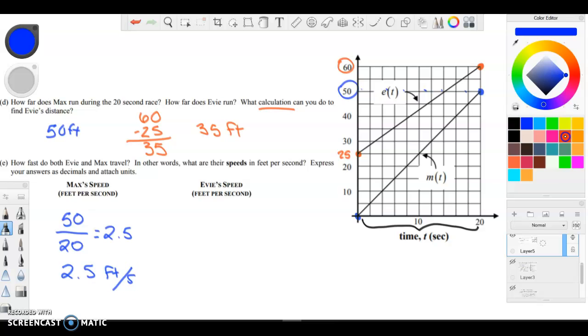Evie's speed, on the other hand, we're going to go ahead and divide our 35 feet by 20, which equals 1.75. So she's going 1.75 feet per second. And you can see why Max was able to kind of close the distance, because he's definitely going faster than Evie is. Cool, what's next?